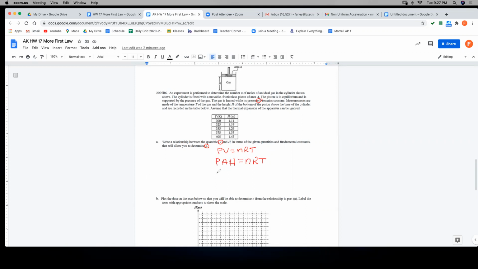And so what is the relationship between T and H? Well, I guess you could say that H over T equals NR over PA. It seems like as good a relationship as any.